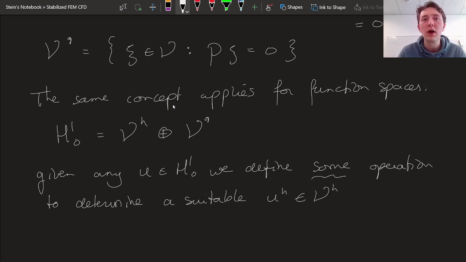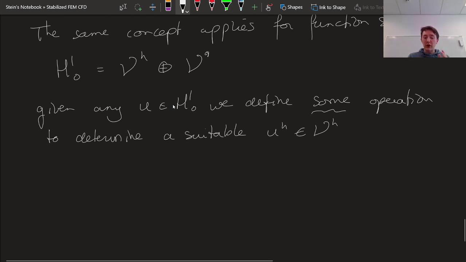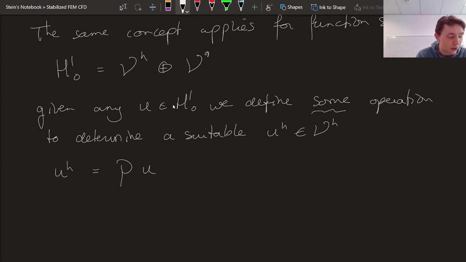So for any possible solution or any possible function in H10, we have the ability to choose an optimal solution in our finite dimensional approximation space, in our finite element space. And precisely this operation from taking a function in H10 and choosing a function in UH, we can write as this operator P acting on U.